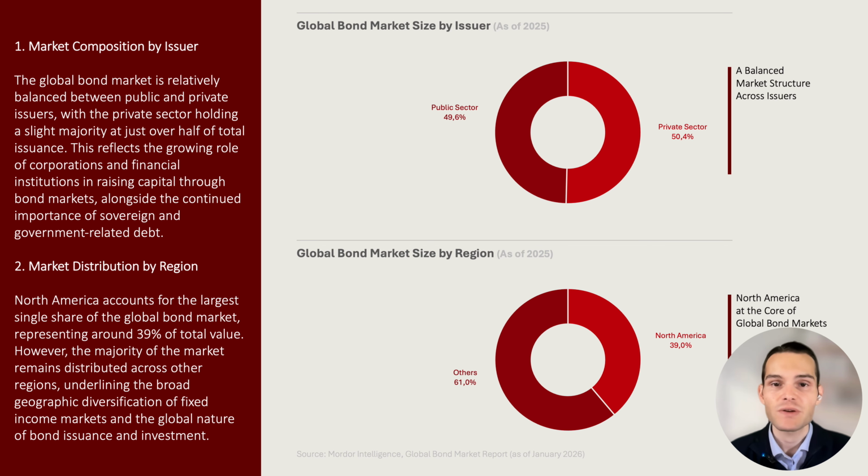This slide illustrates the structure and geographic composition of the global bond market. The first chart shows that the market is relatively balanced between public and private issuers. The second chart focuses on regional distribution. North America represents the single largest fixed income market globally, accounting for roughly 39% of total market value. However, the majority of the market remains diversified across Europe, Asia, and other regions.